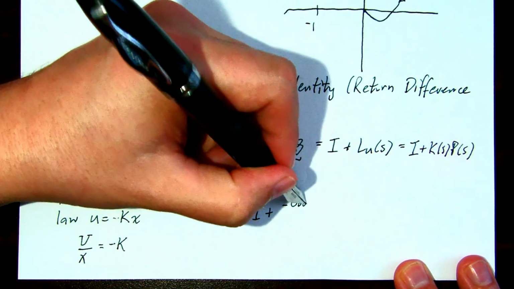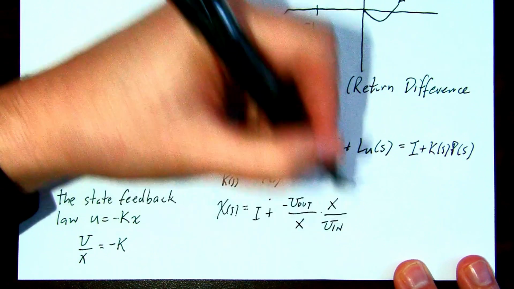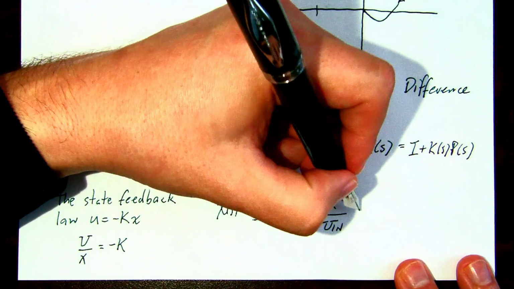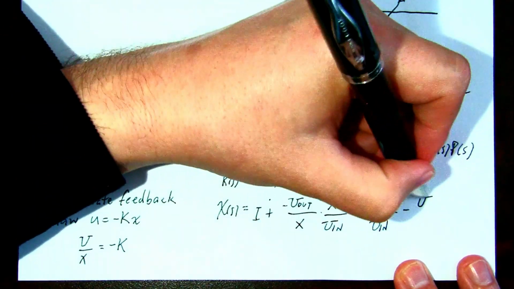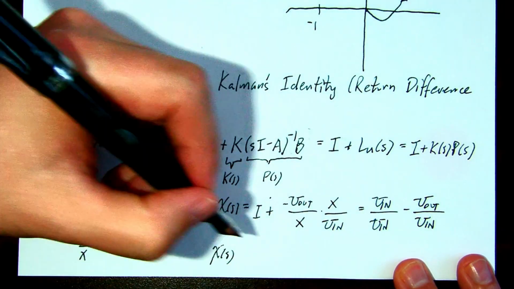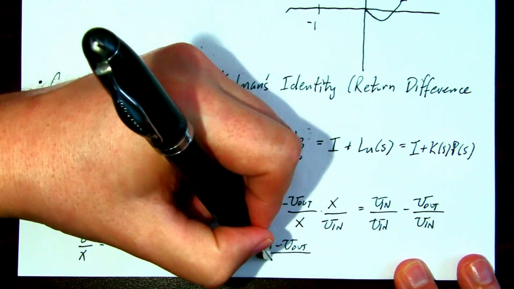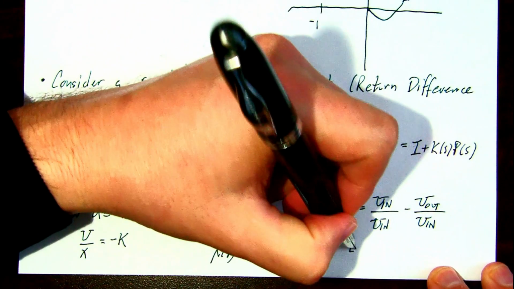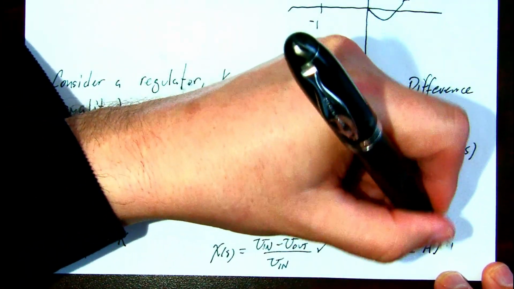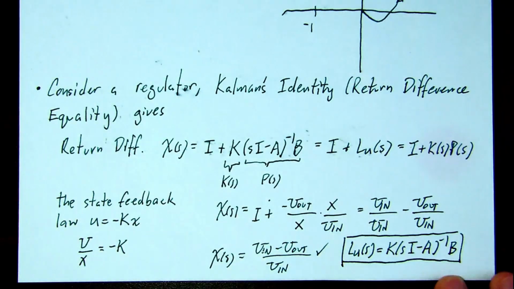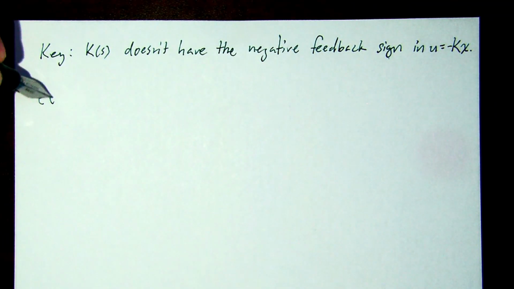And just to double check that we have our bearings straight, we can compute return difference based off of these definitions. So making K of S positive K, then it's minus U out over X. Working through, we get return difference U in minus U out over U in. So it's all consistent. We can conclude then that loop gain is, in fact, K(sI minus A) inverse B. We matched it through the return difference, and that came from Kalman's identity. So the key is that K of S doesn't have the negative feedback sign in it when we construct the loop gain, where that negative feedback is in the state feedback law.